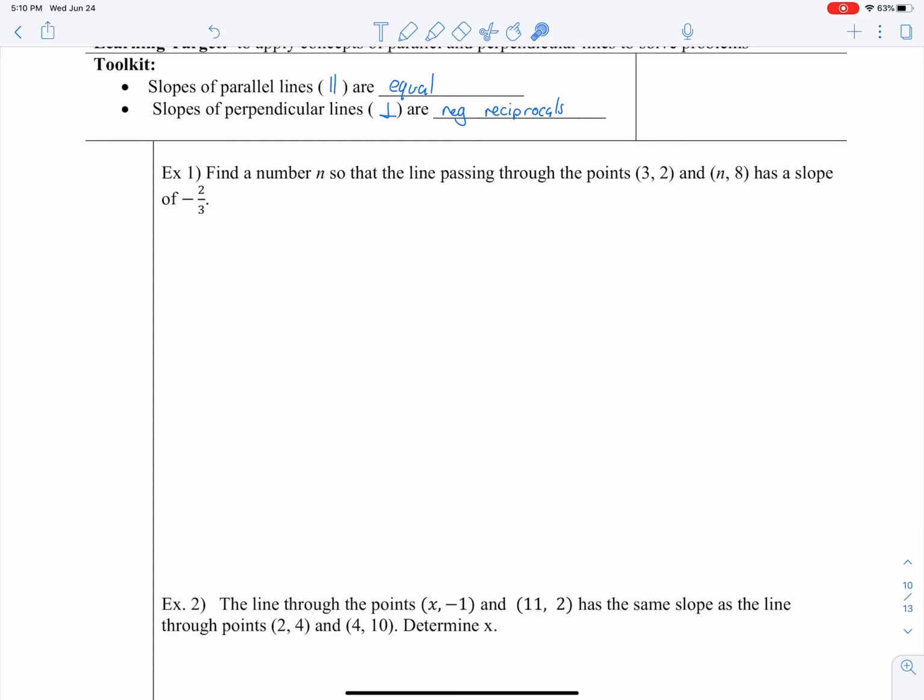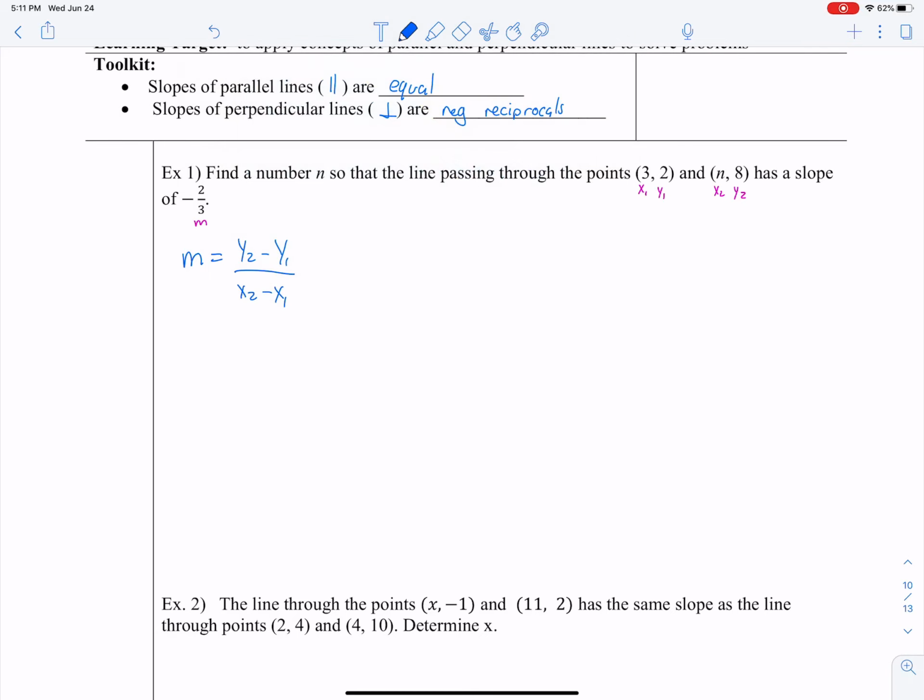So we're basically going to be using the same formula, m is equal to y2 minus y1 over x2 minus x1. We're kind of using it backwards, okay? So we need to label everything as we normally would start. So here's our x1 and our y1, our x2 and our y2, and this is our m. And now we need to put everything into the equation.